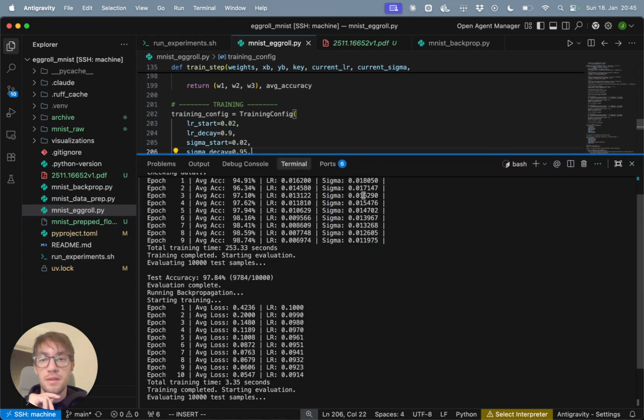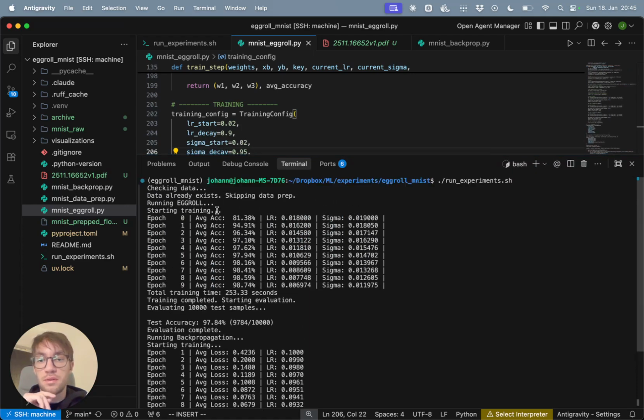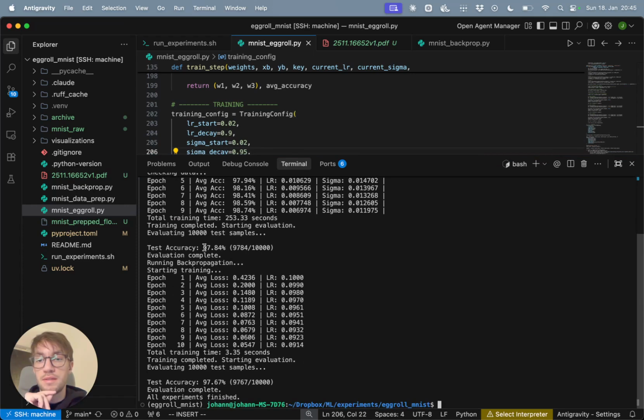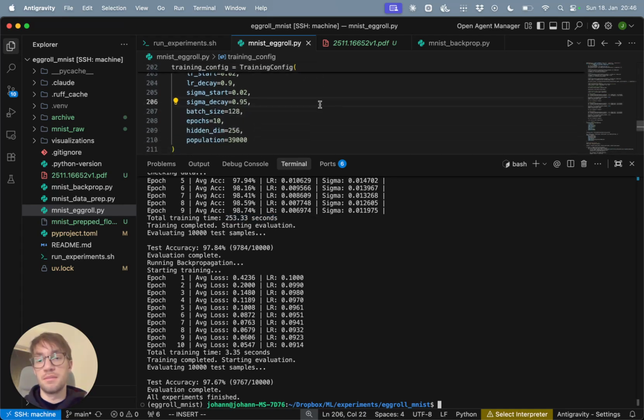We can see in the results that EGGROLL, or evolution strategies, gets to 97.84% accuracy on the test data, and backprop gets to pretty much the same result. But we have to look at wall clock time here, which is still 2 orders of magnitude slower for evolution strategies with EGGROLL. And the memory demands are still much higher in EGGROLL. But this is more of a proof of concept for me, just to see that this actually works. I can get to the same results with no backpropagation.